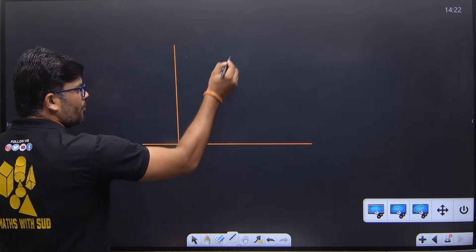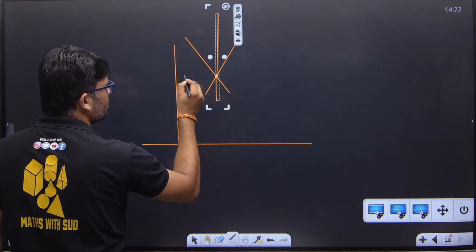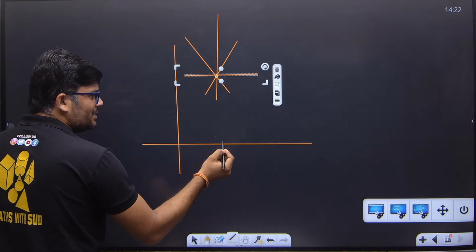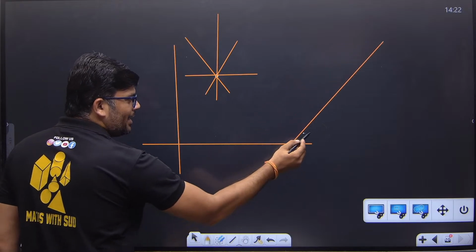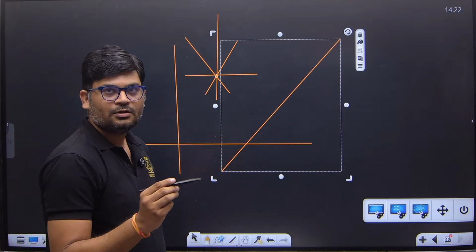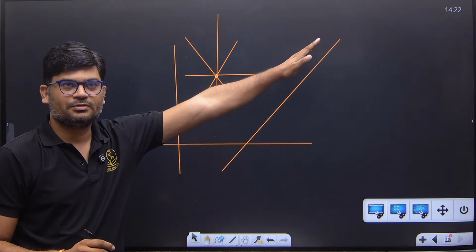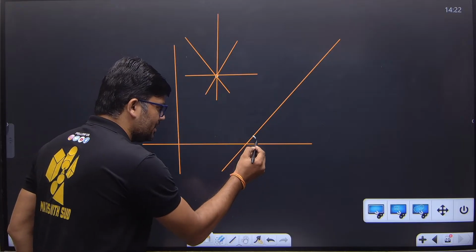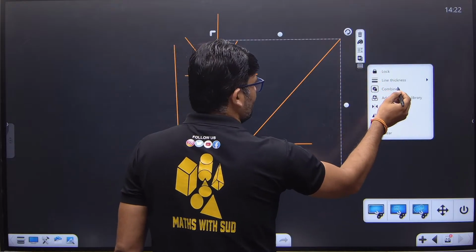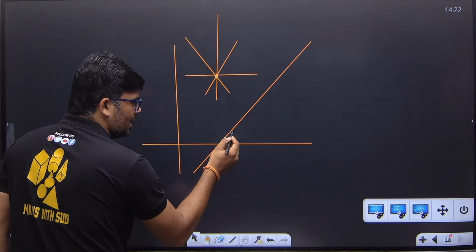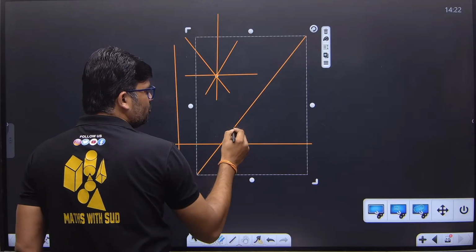But if I give you a slope, slope means the direction with the x-axis. See how many lines. I can only translate this. I cannot rotate it. If the slope is fixed, this angle is known as the direction. If I rotate this, the direction will get changed. So the direction has to be fixed.